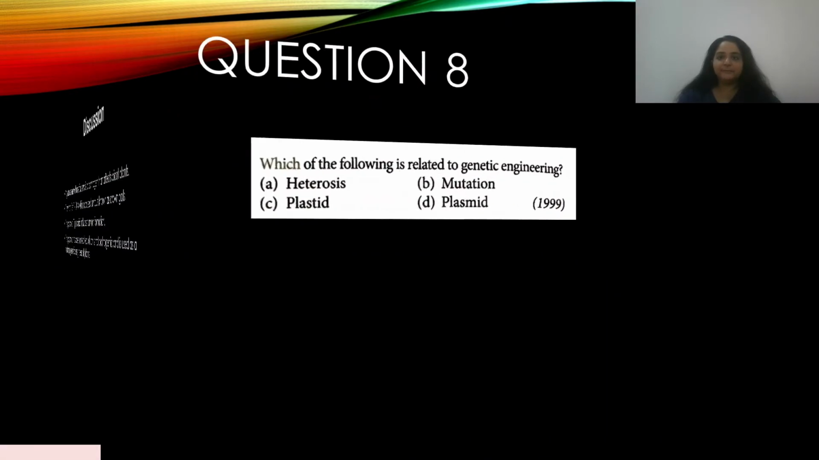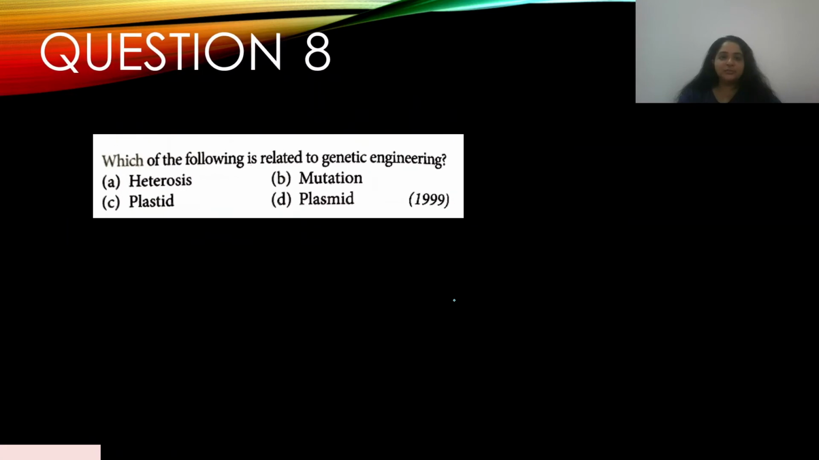Let's move on then. Question number 8. Which of the following is related to genetic engineering? This appeared in the year 99. A. Heterosis, B. Mutation, C. Plastid, and D. Plasmid. So, which of the following is related to genetic engineering? It is D. Plasmid.